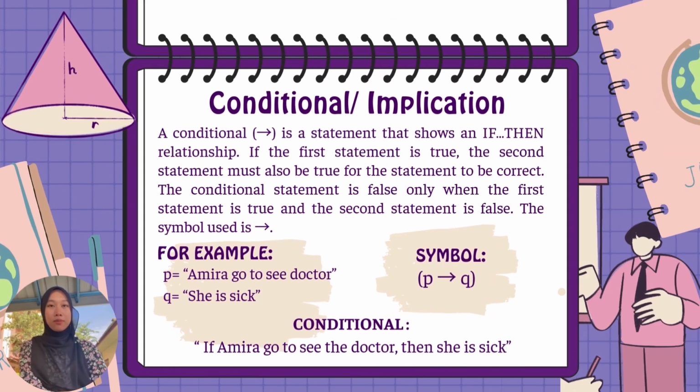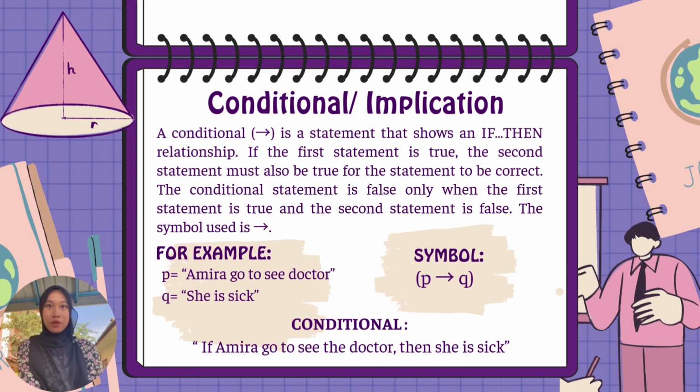I want to explain about conditional or implication. A conditional is a statement that shows an if-then relationship. If the first statement is true, the second statement must also be true for the statement to be correct. The conditional statement is false when the first statement is true and the second statement is false. The symbol used is implies. For example, P equals Amira goes to see the doctor. Q equals she is sick.